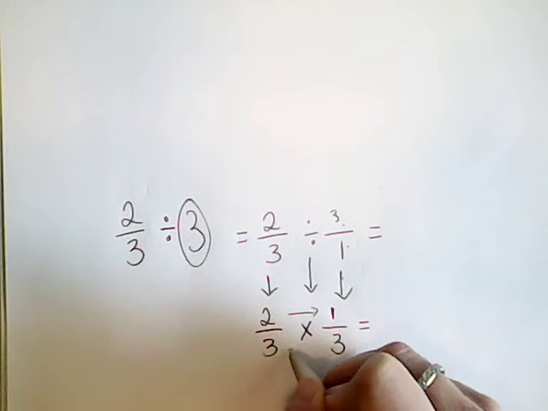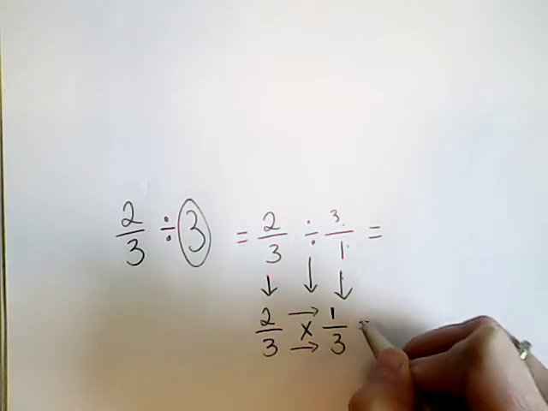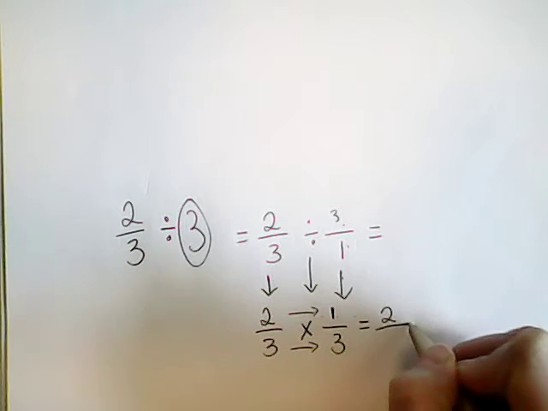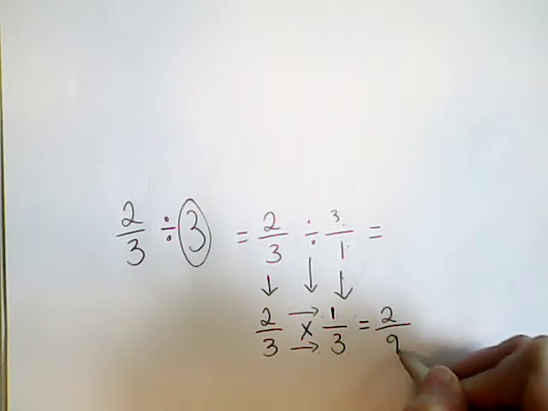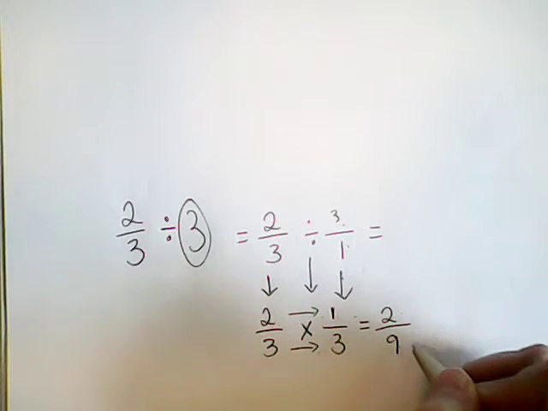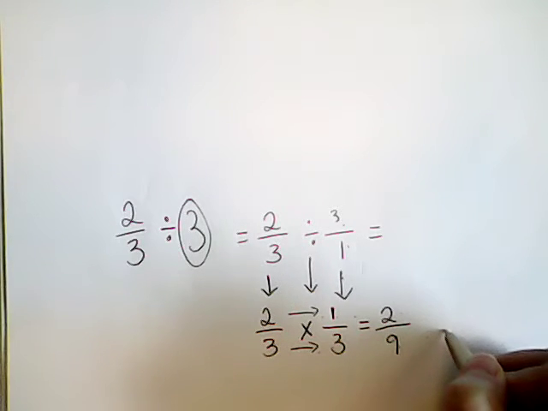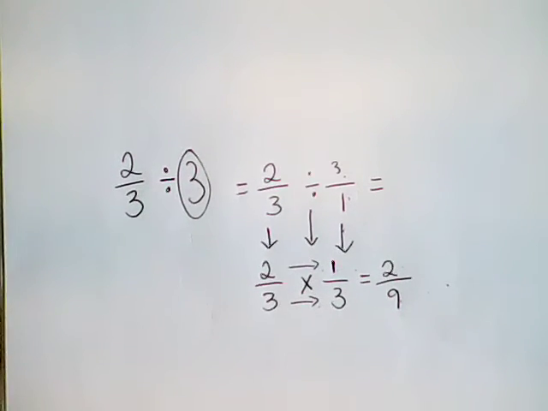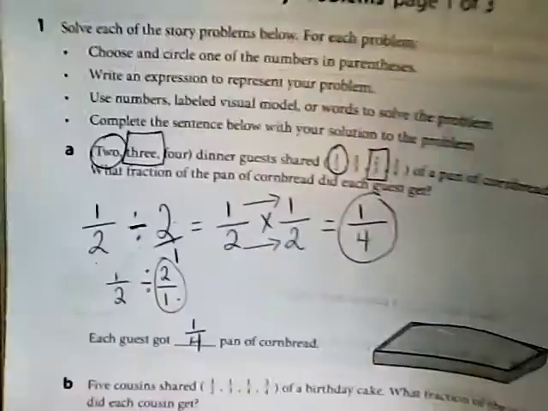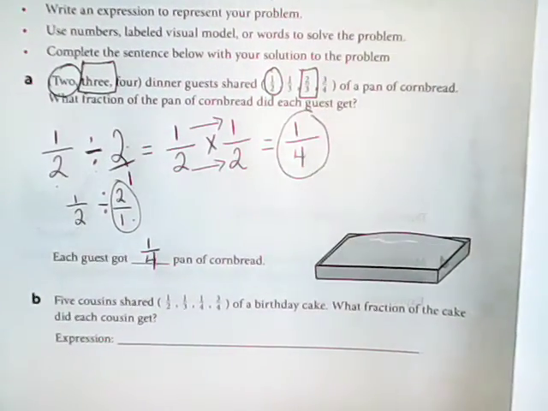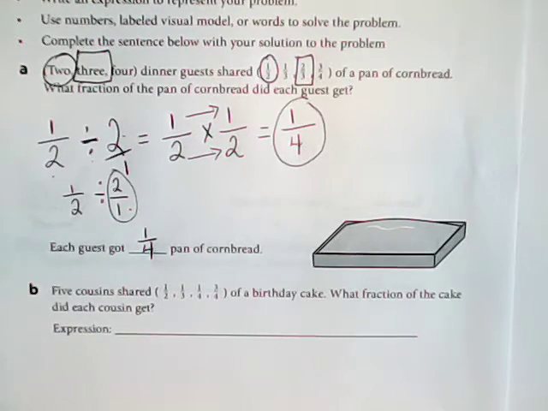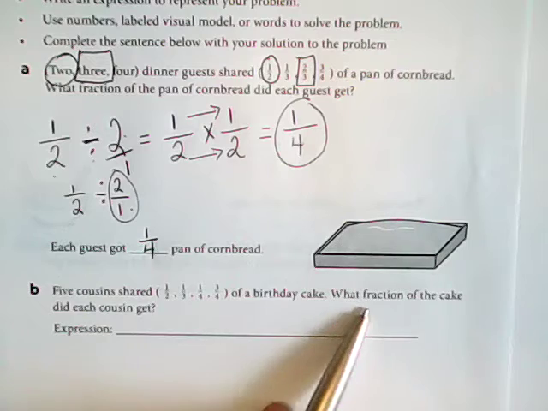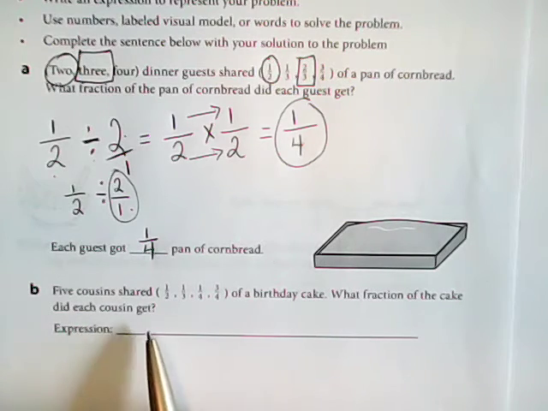Then I multiply straight across, and I get 2 times 1 is 2, and then 3 times 3 is 9. So each guest, there are 3 guests, will get 2/9 of a pan of cornbread. I'll do one more, and we can use a different problem. So on this problem, it says 5 cousins shared 1/2 or 1/3 or 1/4 or 3/4 of a birthday cake. What fraction of the cake did each cousin get?